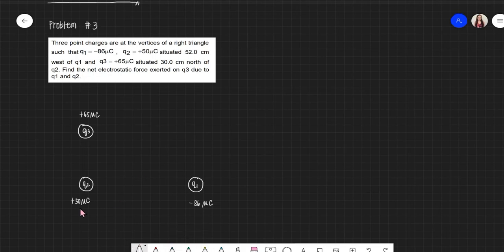So the distance between Q1 and Q2 is 52 centimeters. And between Q3 and Q2, that's 30 centimeters. Which means that the distance between Q3 and Q1, okay, is equal to the square root of 30 squared plus 52 squared.